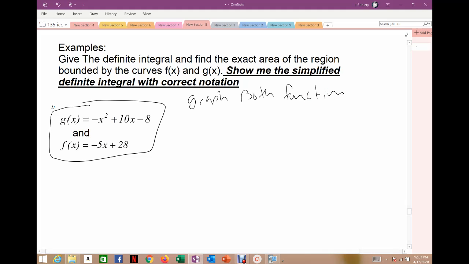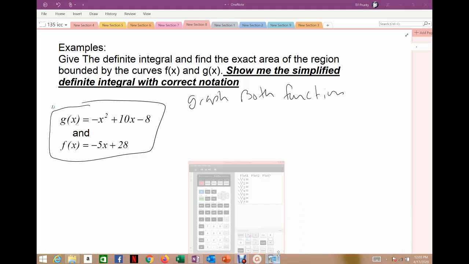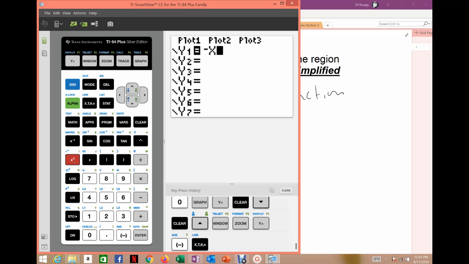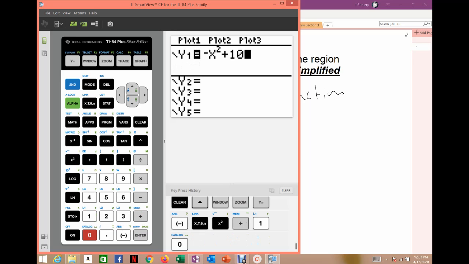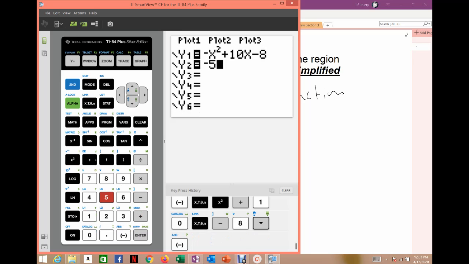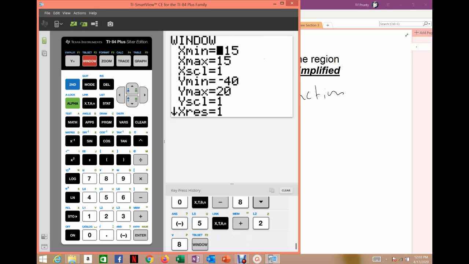I'm going to plug them into the calculator. So I've got negative x squared plus 10x minus 8, and then negative 5x plus 28. Because of that, I know my window's got to be bigger than a 10 by 10. So I'm going to go into window. The window I have here is one I checked out earlier, so do make your window a little bigger.